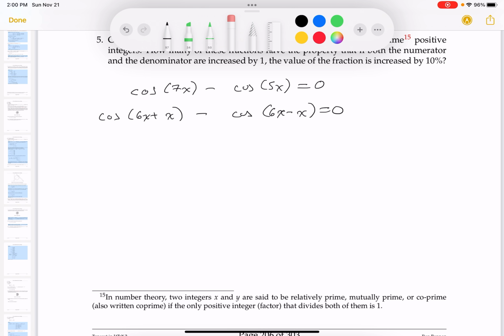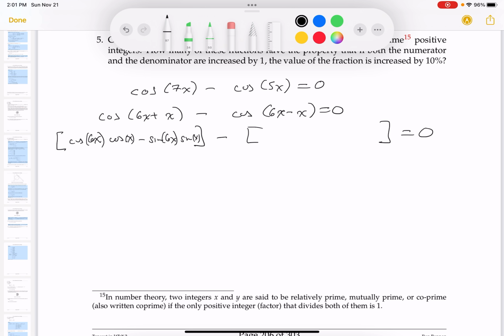I'm going to write these down, the sum formulas for these, and one at a time. I'll do the first guy. And again, could be a dead end. And then I'll do the second guy. So cosine 6x times cosine of x minus sine of 6x sine of x.